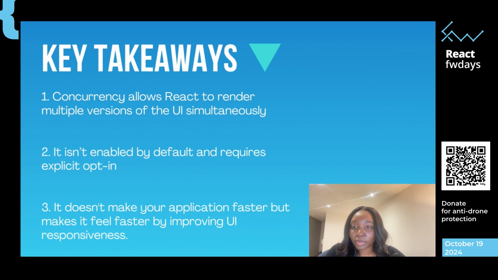So just to summarize some key takeaways, concurrency allows React to render multiple versions of the UI simultaneously. It's also not enabled by default, so it requires you to explicitly opt in. And by using any of these concurrent features like useDeferredValue or useTransition, then you're using concurrency. And then finally, it doesn't make your application faster. What it does is it makes it feel faster by improving the user interface responsiveness.